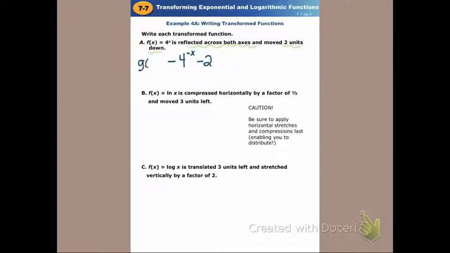Well, to be sure, we're going to go ahead and graph these. I actually graphed them, and if you want to do that, go ahead and go along. I have a picture of what the graph looks like. So I'm going to graph the original parent function here. And then I'm going to graph our new function, and we're going to see if it did what it was supposed to do, which is reflect over both axes and move 2 units down.